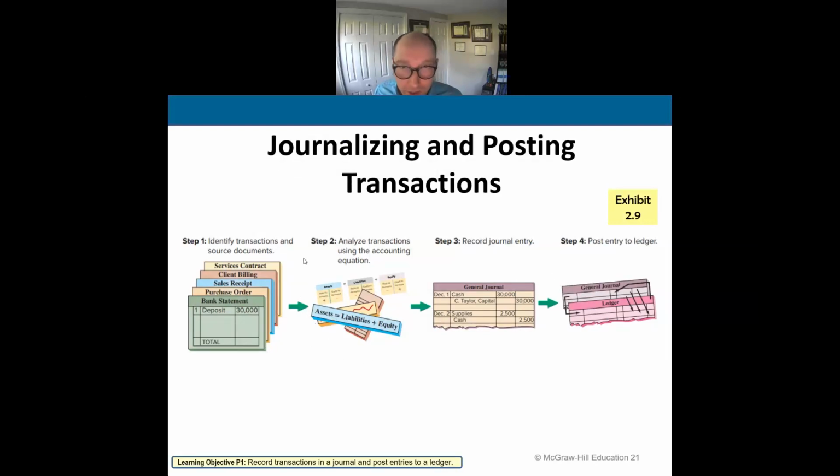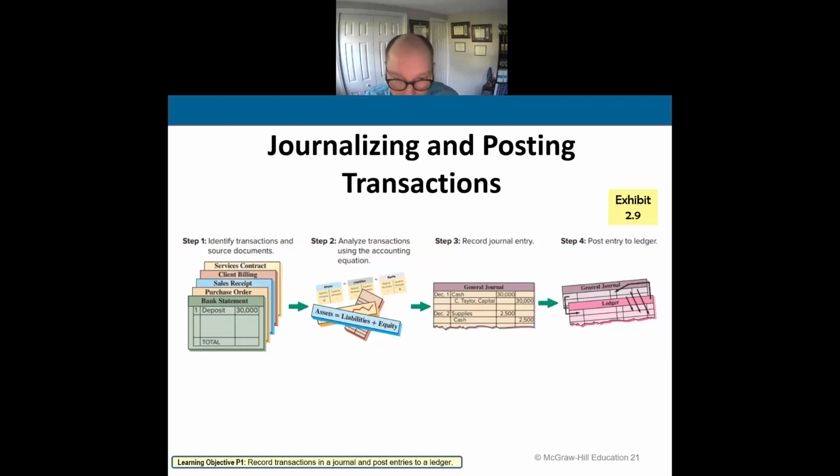Okay, let's talk about journalizing and posting transactions. First step, identify your source documents. We talked about that: your receipt, or your purchase order with your packing slip, with your invoice and your check and all that stuff. Your source documents. We analyze those transactions. What type of transaction are they? Then we record the journal entry, and then we post it to our ledger. Posting is like validating.